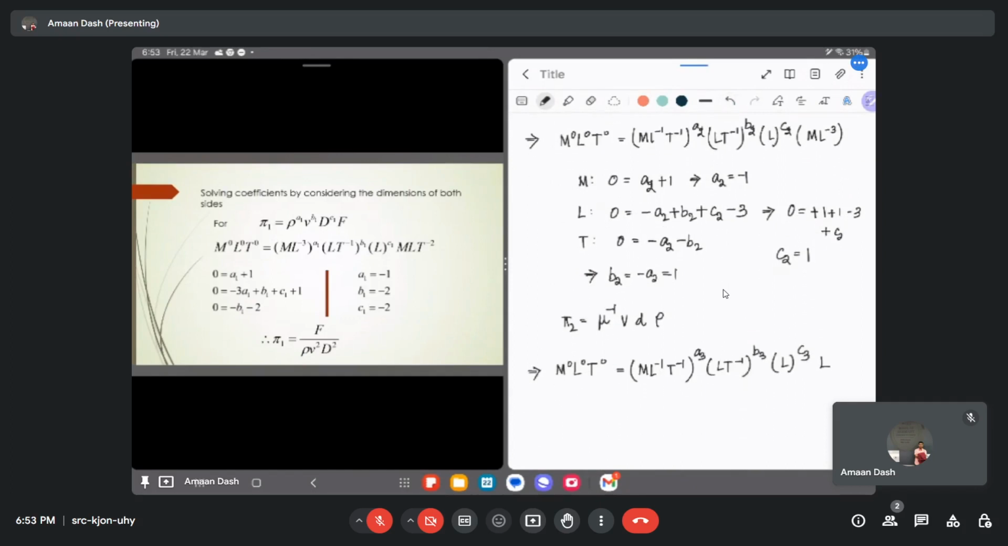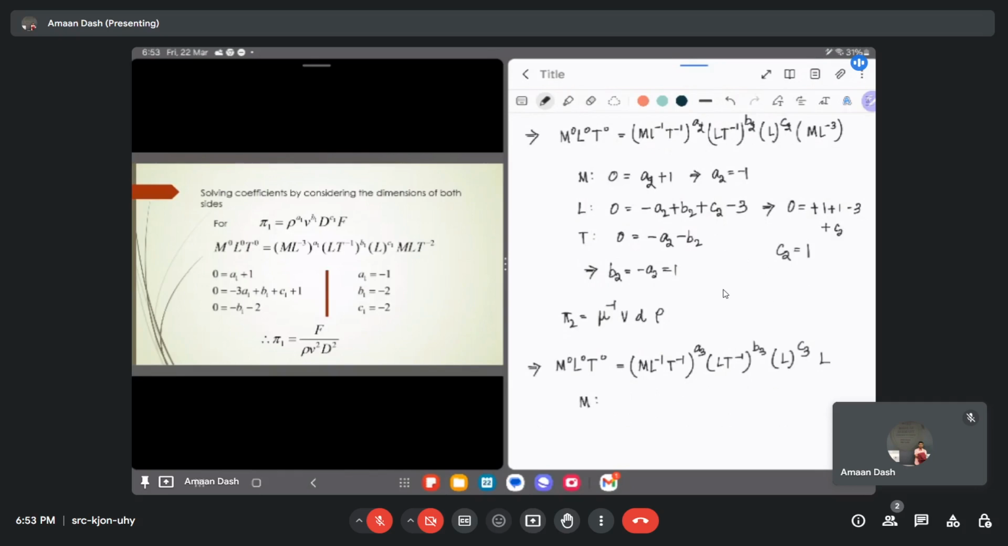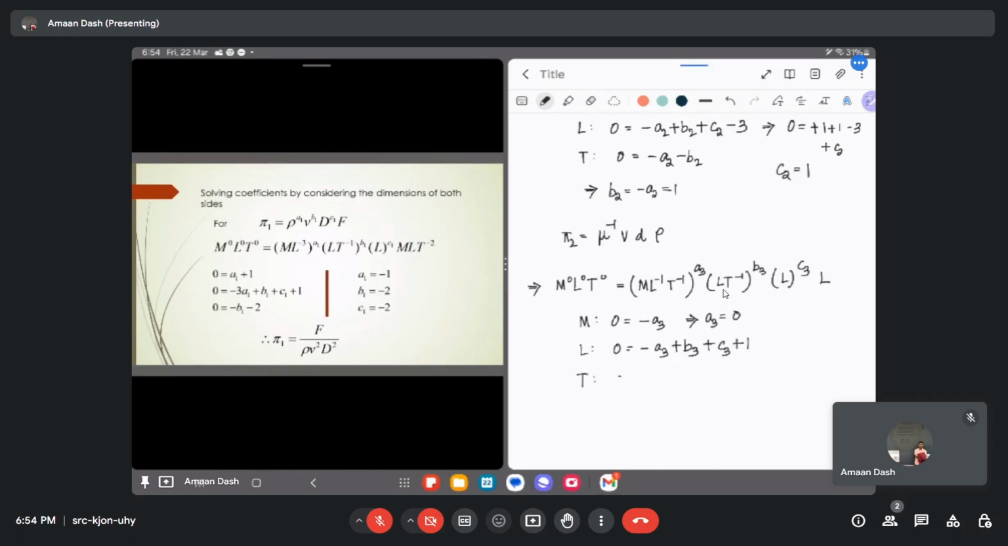Okay. So we'll do a balance. M will be 0 is equal to minus A3. So there are no more M. This implies A3 is nothing but 0. L: 0 is equal to minus A3 plus we have B3 plus we have C3 plus 1. Correct? And T we have 0 is equal to minus A3 minus B3. Since A3 is already 0, so we can write B3 is nothing but 0, right? And therefore C3 will be equal to nothing but minus 1.